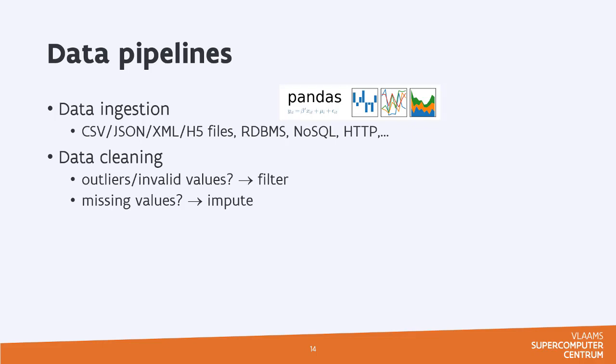Data cleaning is typically the next step after you've ingested your data. Do you have outliers? Are there any invalid values? If that's the case, you may want to filter for those so that you don't skew your machine learning training or testing with those outliers. However, if you do so, also do the same thing in production.